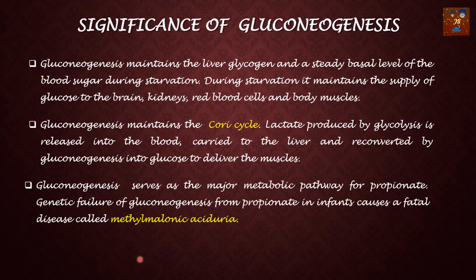In the third significance, we will learn about a disease of the infant, which is methylmalonic aciduria. Now, what is this? Gluconeogenesis serves as the major metabolic pathway for propionate. Genetic failure of gluconeogenesis, means if gluconeogenesis cannot happen in the body due to some genetic defect, causes a fatal disease in infants from propionate, which is known as methylmalonic aciduria. So, these three are the main significances of gluconeogenesis.